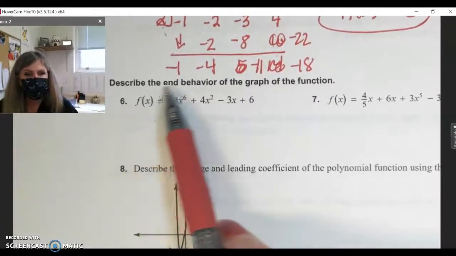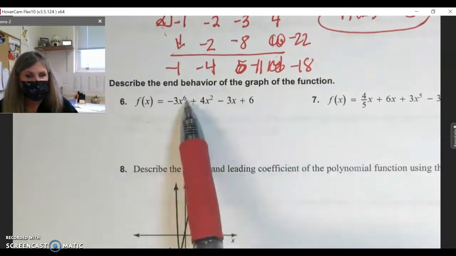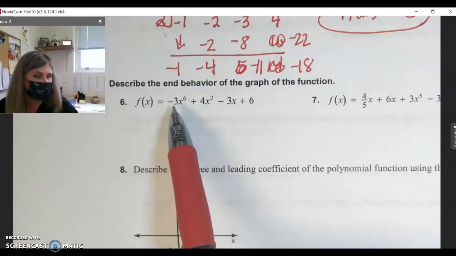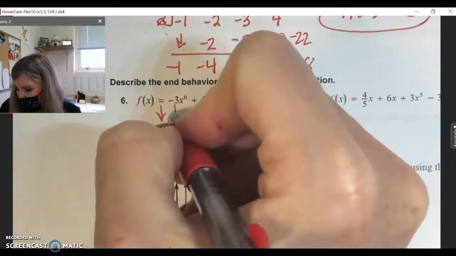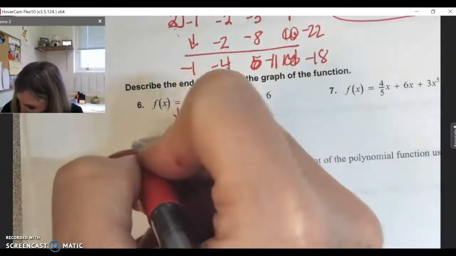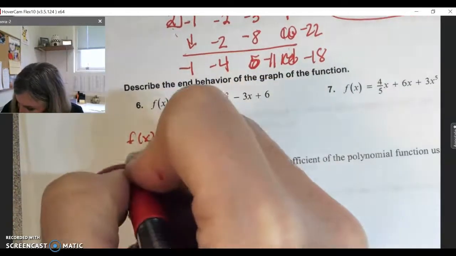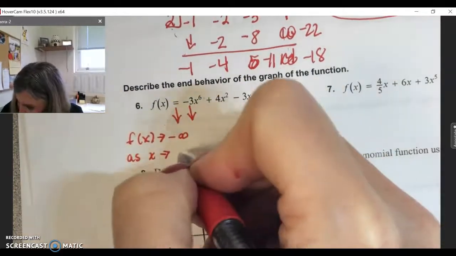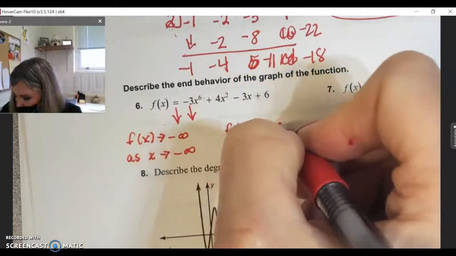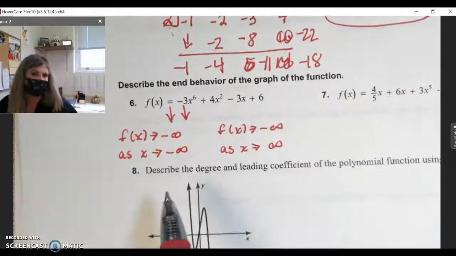Okay, so on this one, it says to describe the end behavior of the graph of the function. It's to the 6th power, and we have a negative leading coefficient. What does that mean it's going to do? Down, down. Now, that's correct, but the more mathematical way of writing this is f of x goes to -infinity as x goes to -infinity. F of x goes to -infinity as x goes to +infinity.